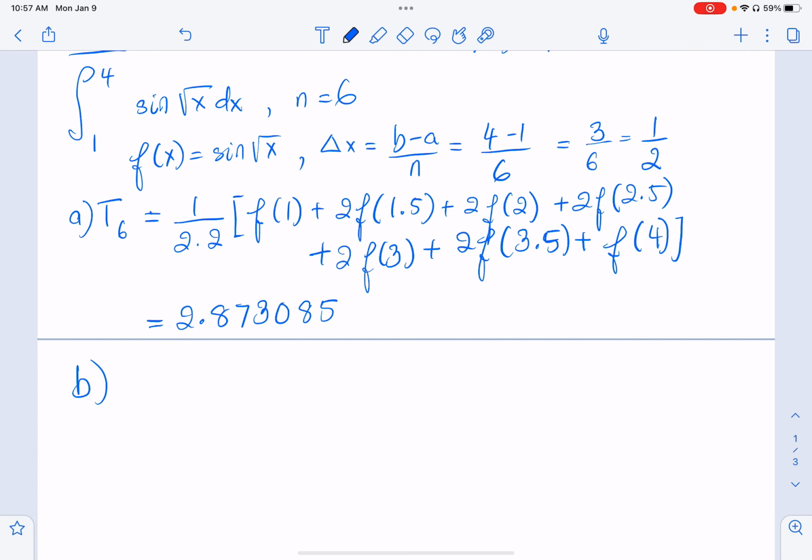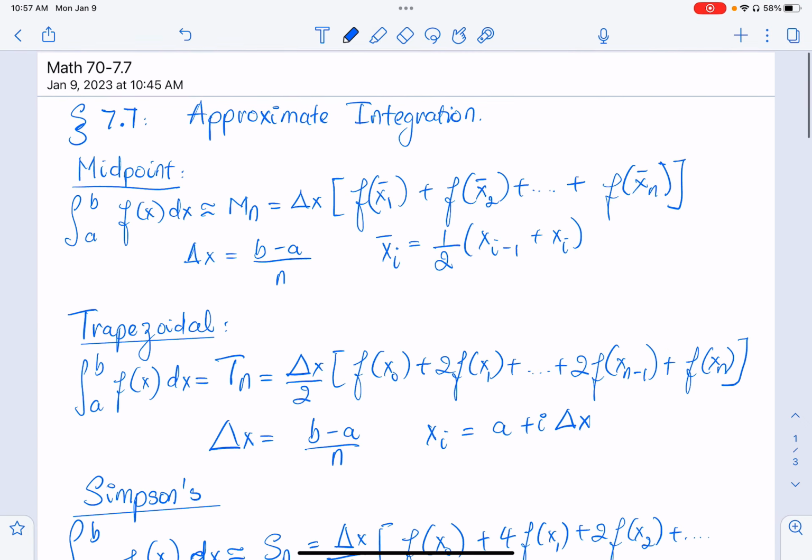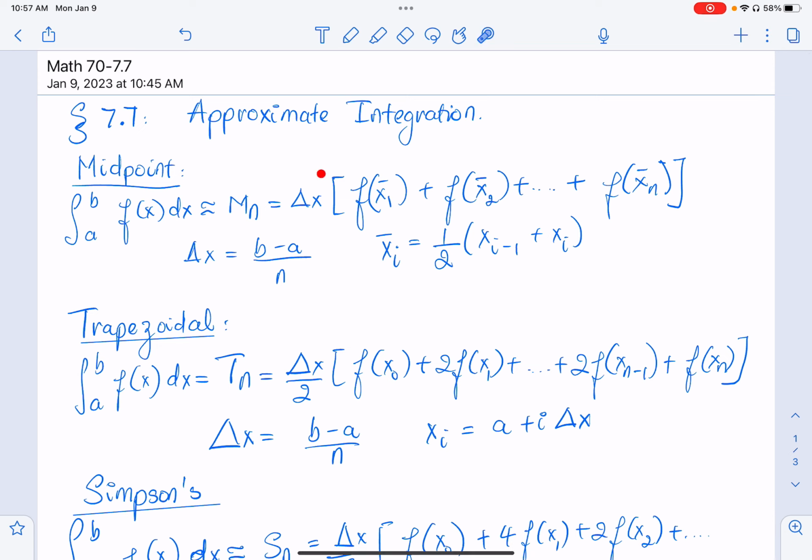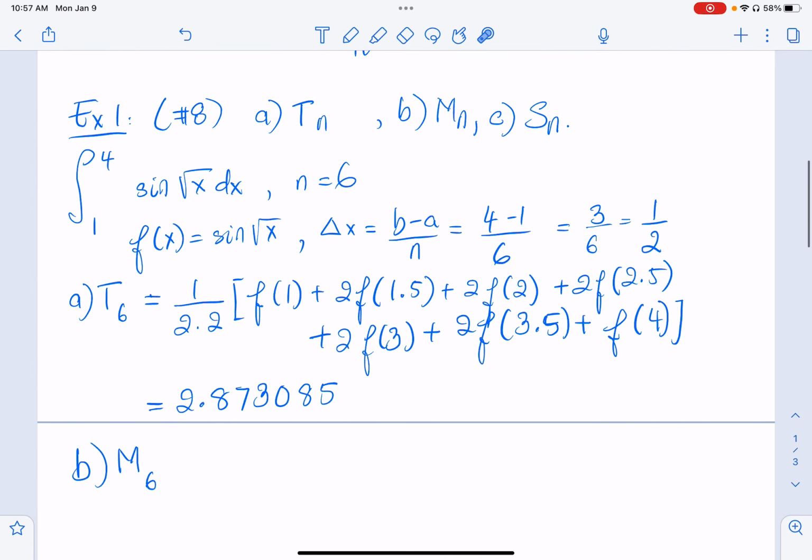Now, the midpoint. So for midpoint, you just have to multiply by delta x. So delta x is 1/2. And xi bar is going to be the midpoint. So that's why I have xi minus 1 plus xi divided by 2. So it's going to be the midpoint of 2 points.